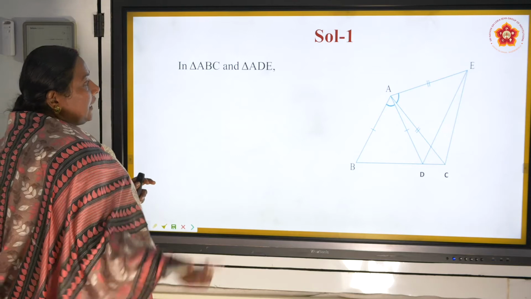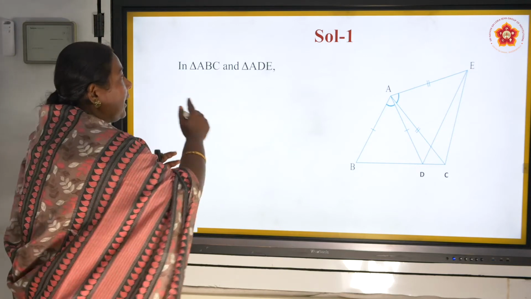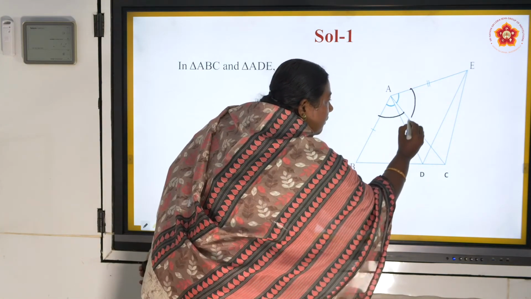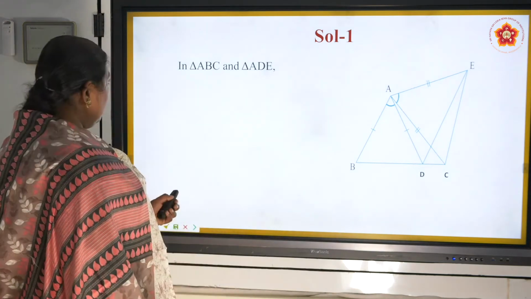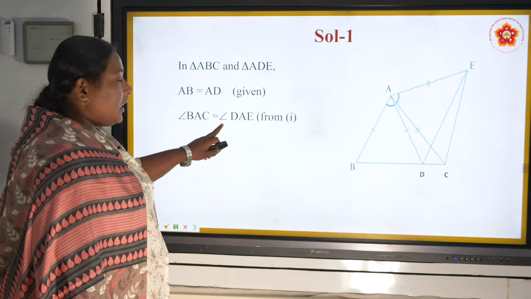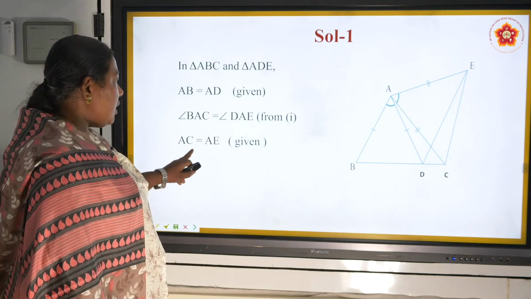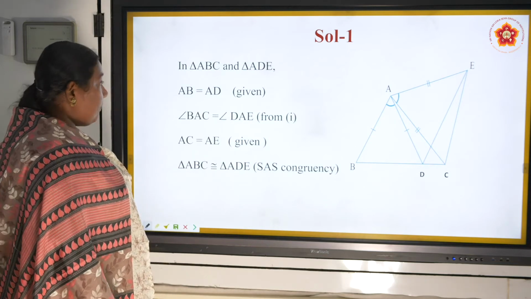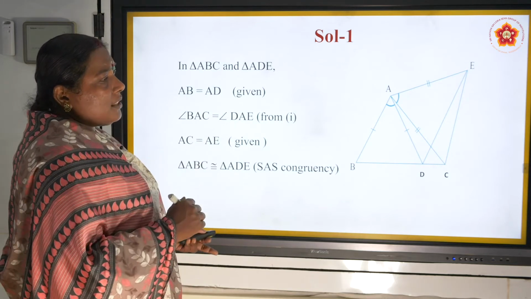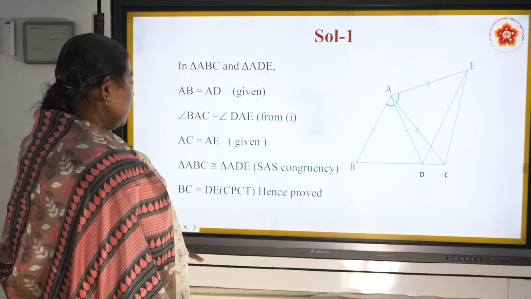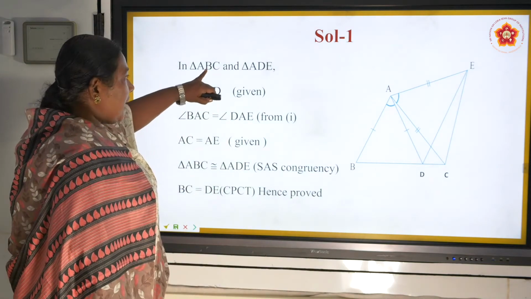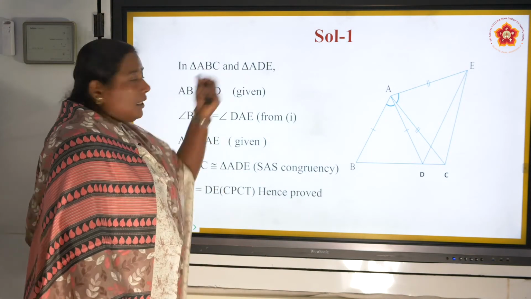Next, now I have reached the triangles ABC and ADE. In this, what all do I have? These two angles are equal. AB is equal to AD. Angle BAC is equal to DAE, which I have previously proved. Next, AC is equal to AE, that is given. That is why, on the angle side angle basis, I can tell these triangles are congruent. Since they are congruent, my helper CPCT will come. He will tell that BC is equal to DE, as they are parts of these triangles. Okay?